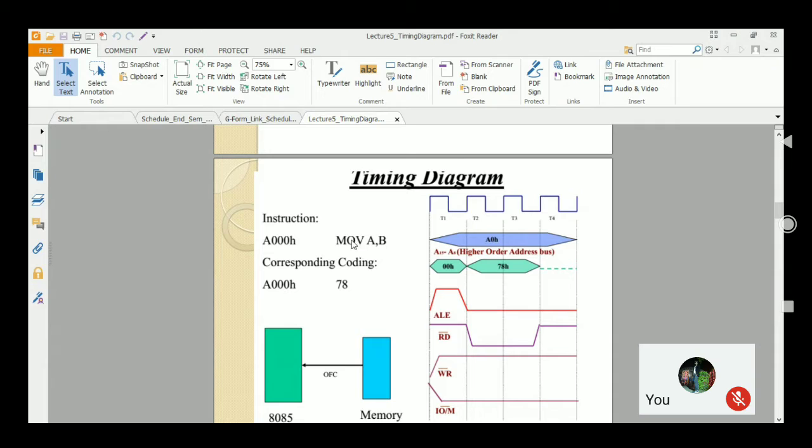So this is my instruction, suppose Move A, B. The content, this particular 78, is going to be loaded from this particular 16-bit address. Again, we already studied that if this is my 16-bit address, the first two digits are the higher order address, and the second two are the lower order address.